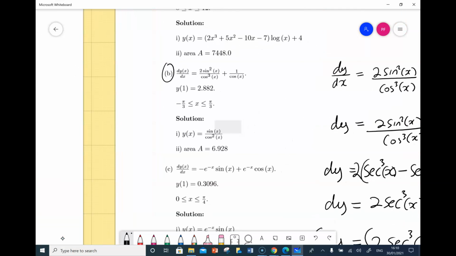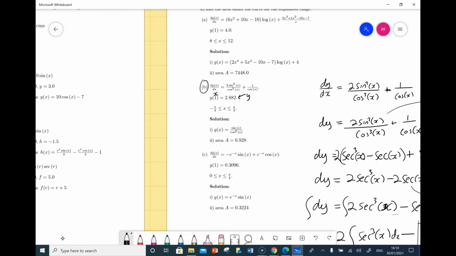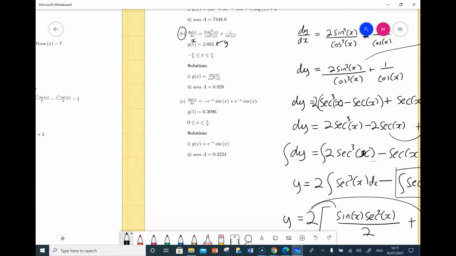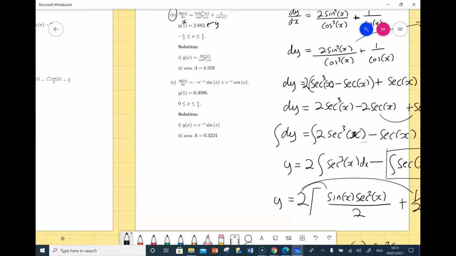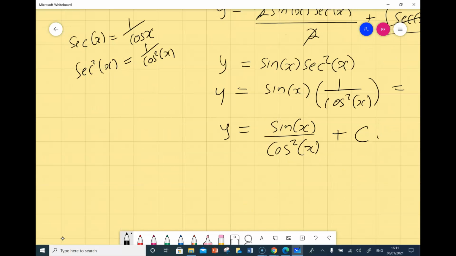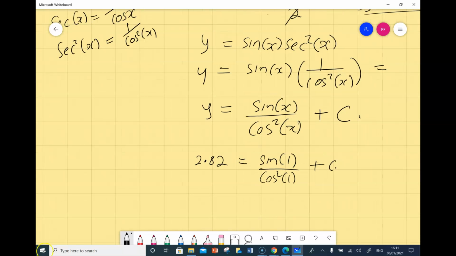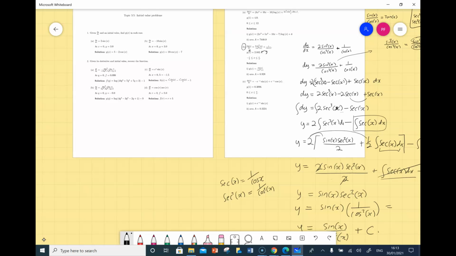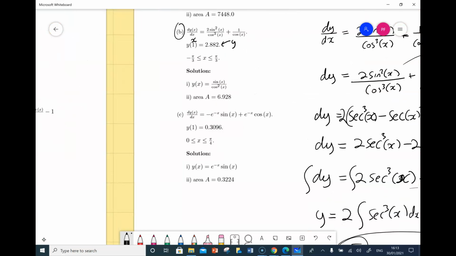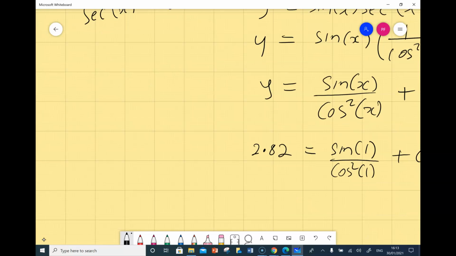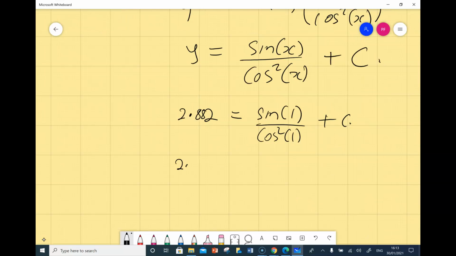Okay, now I've got my plus c there, and that's what I want to figure out. So let's have a look. They give me the x value, y of 1, that means the 1 is the x value, and that's the y value. So I plug those in, and I'll find what I need to find. So what have I got here? y is 2.82 and x is 1. So 2.82 equals sine of 1 over cos squared of 1 plus c. We'll work that out now. Okay, let me check a number there. Oops, sorry, I put in the wrong number for y, it's 2.882. That would have thrown me off. 2.882.